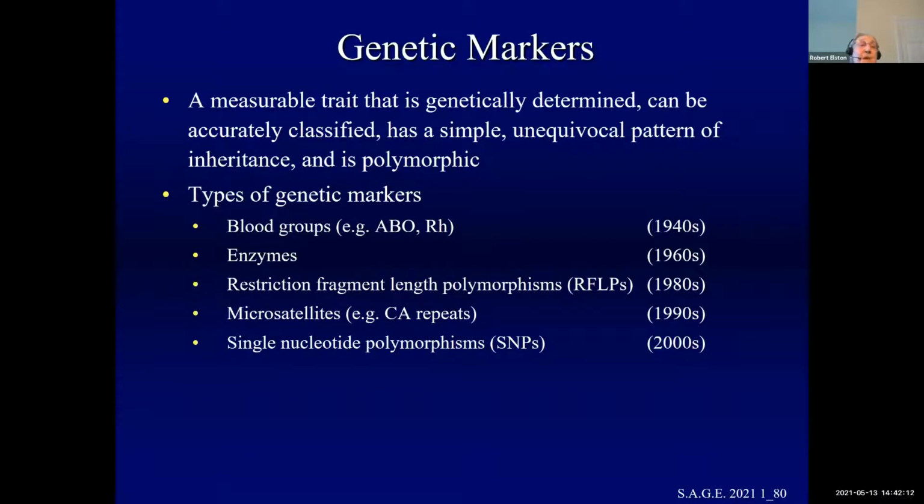Well, in the 1940s, we had the blood groups, like the ABO blood group, the rhesus blood group, and many more. Then around the 1960s, we started finding enzymes. Harry Harris at the Galton lab found you could run these enzymes in gels. Very early on, it was starch gels, then better gels, and you could see bands, and they were used as genetic markers. In the 1980s, we start having restriction fragment length polymorphisms, RFLPs. Then in the 1990s, we started having microsatellites, which are CA repeats in the DNA. And then finally, around the 2000s, we started having single nucleotide polymorphisms, or SNPs.